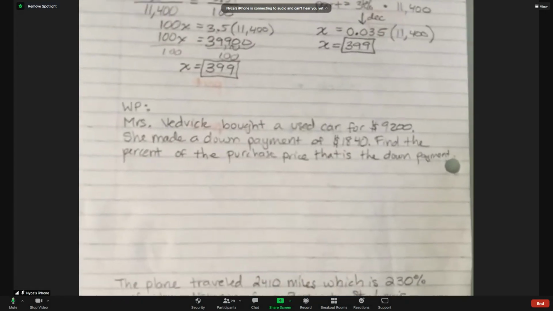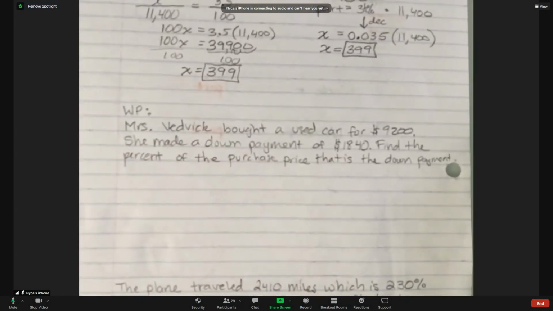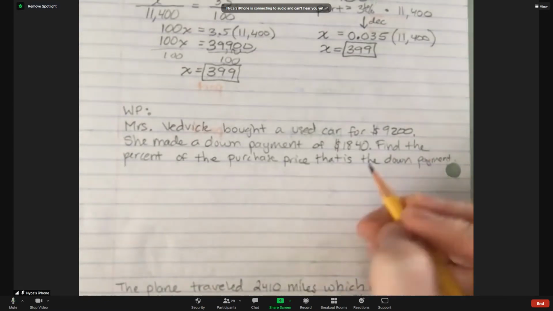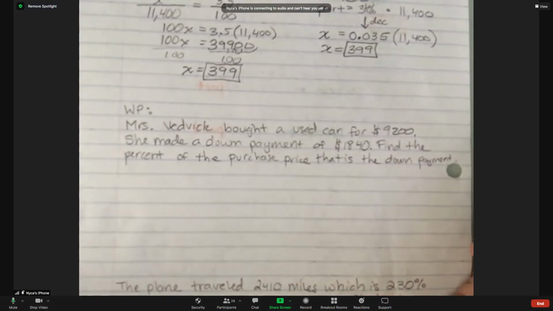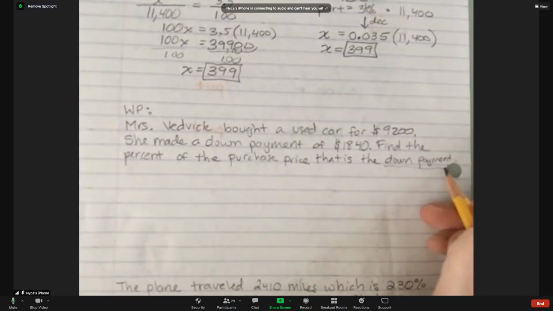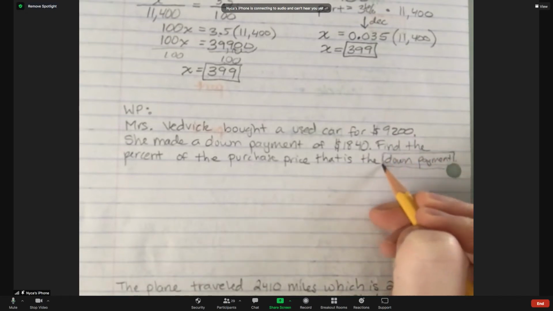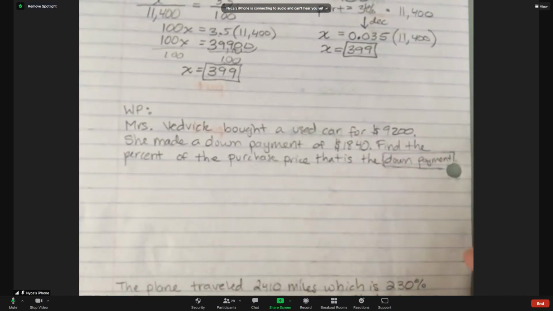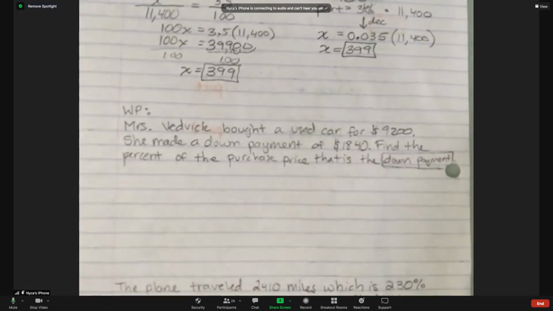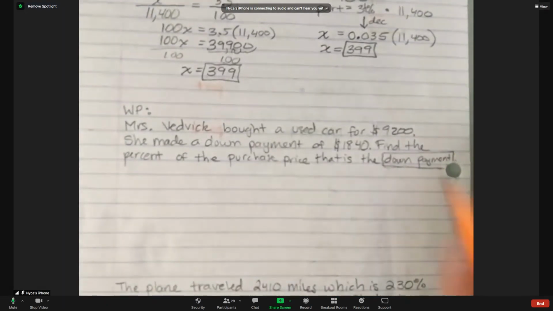All right, word problem. Mrs. Vivek bought a used car for $9,200. She made a down payment of $1,840. Find the percent of the purchase price that is the down payment. So we want to know what the down payment is. Well, if I'm paying a down payment, making sense of it, even without knowing the mathematical formula, a down payment, I'm only paying a piece of my car. I'm not paying my whole thing.